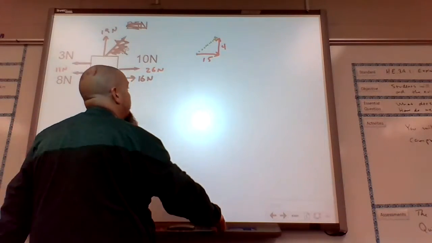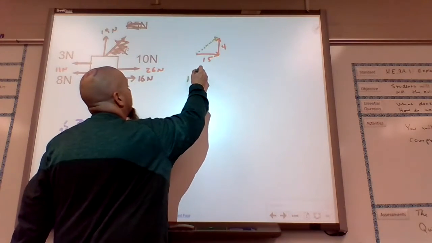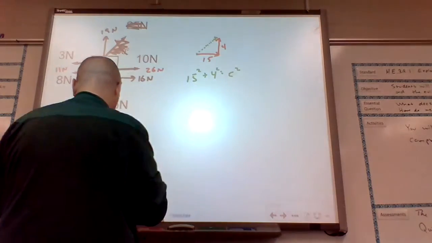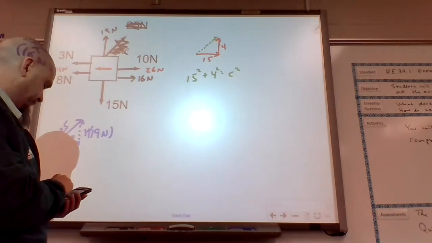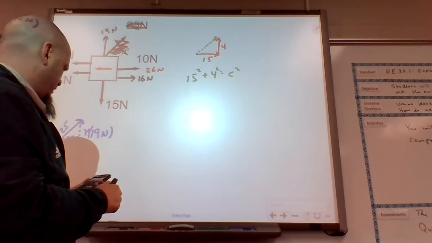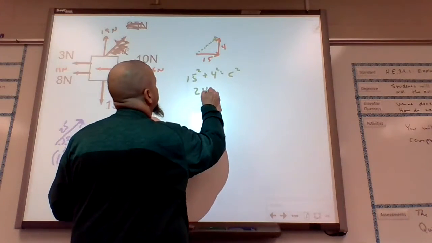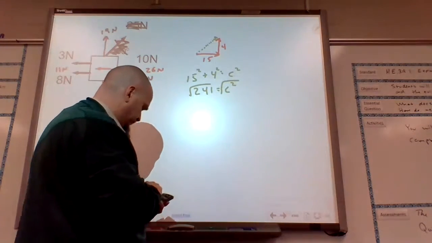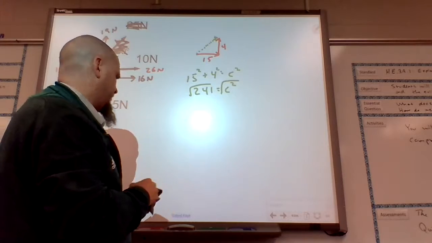Find my magnitude with Pythagorean theorem. A squared plus b squared equals c squared. So c squared is 241. Square root both sides. 15.5.